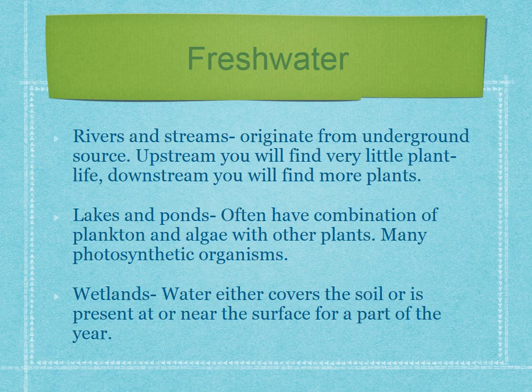Lakes and ponds often have a combination of plankton and algae with other plants, and there's going to be a lot of photosynthetic organisms. Then wetlands: water either covers up the soil or is present at or near the surface for part of the year. Like I said, these are your swamps. Think about a day right after it rains, when the ground is still very soft and there's water everywhere. That would kind of simulate what a wetland is like all year round.